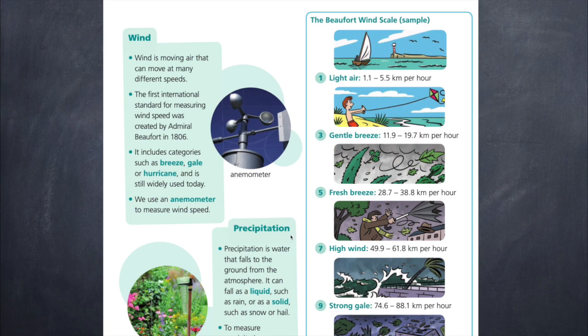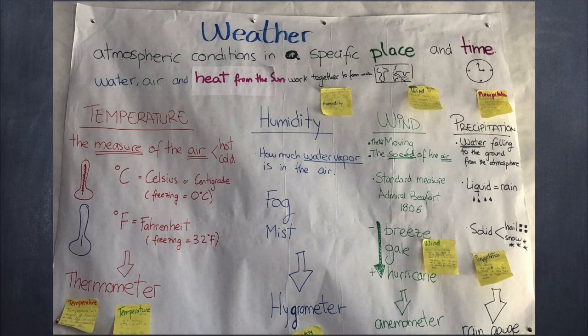And finally, we are going to talk about precipitation. What is precipitation? Remember, precipitation is water that falls to the ground from the atmosphere, and it can be liquid or solid. And what's the name of the instrument that measures the rainfall or the precipitation? Excellent, rain gauge. So, now we are going to see types of precipitation. Let's go to the next slide.